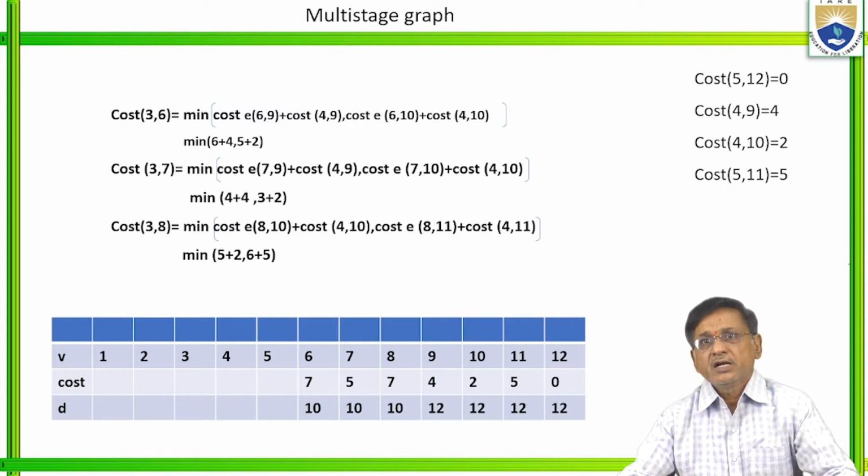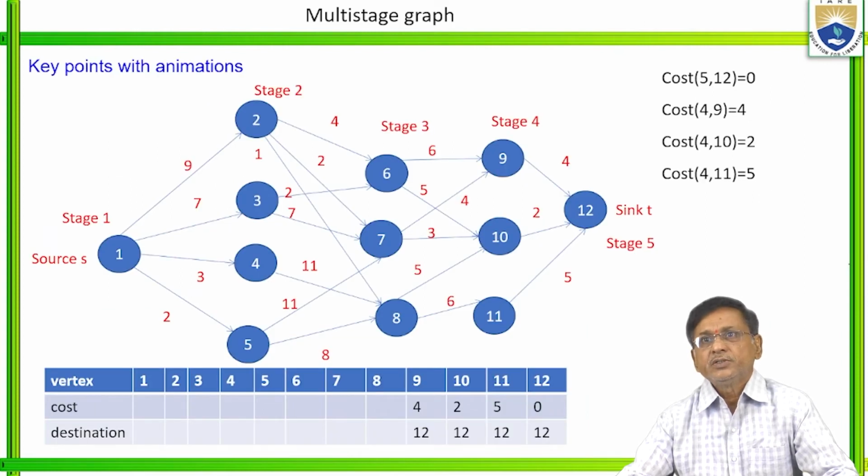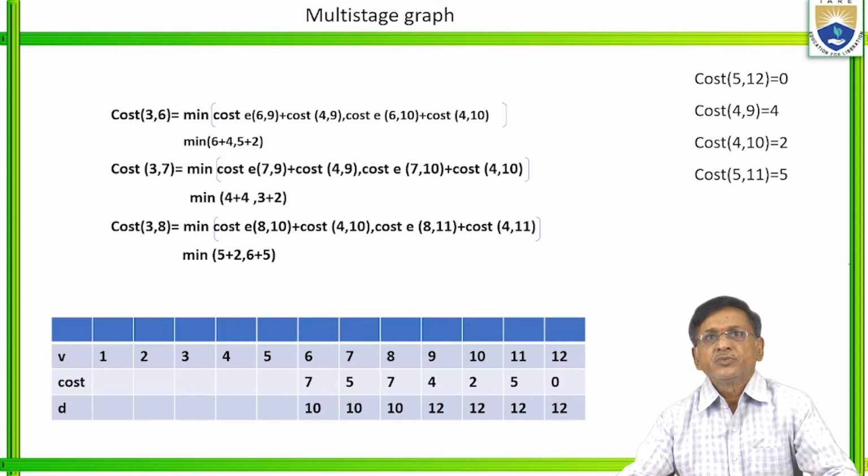Corresponding to the second path, cost of an edge 7 to 10 plus cost of vertex 10. That is equal to, now you see in the diagram. So 7 to 10 is 3 and cost of vertex 10 is 2. 3 plus 2 is 5. So we have to select the minimum value. One is 8, another one is 5. So this 5 is corresponding to the second one. That is vertex 7. Vertex 7, the cost is 5 corresponding to the destination 10.